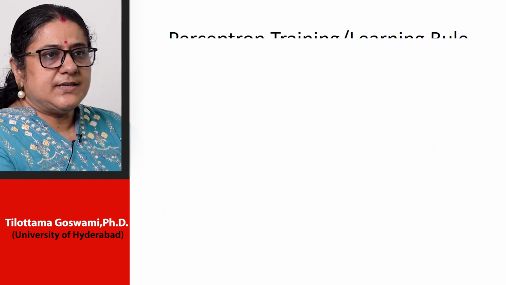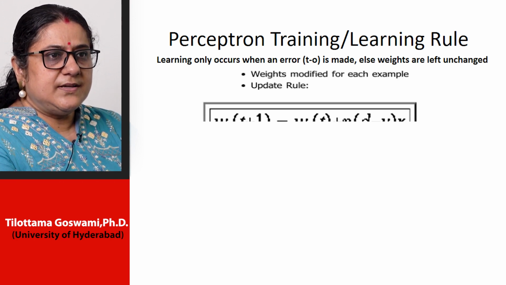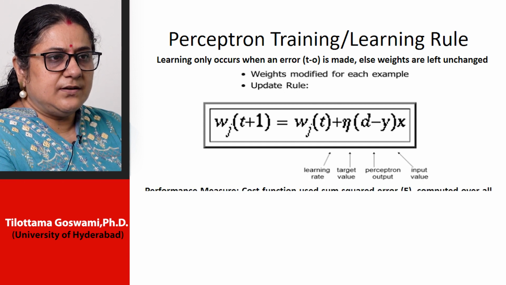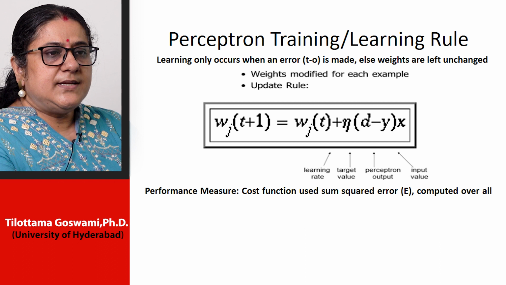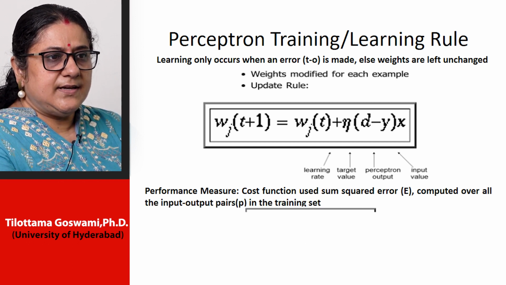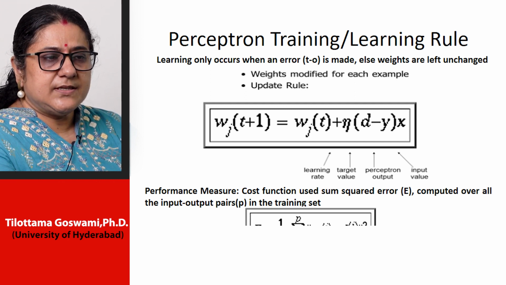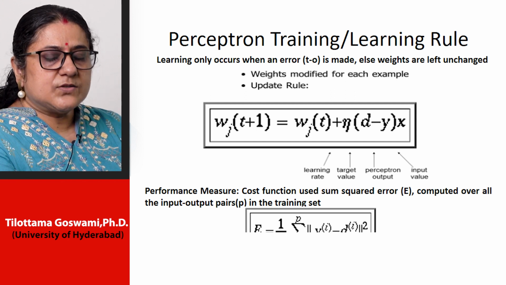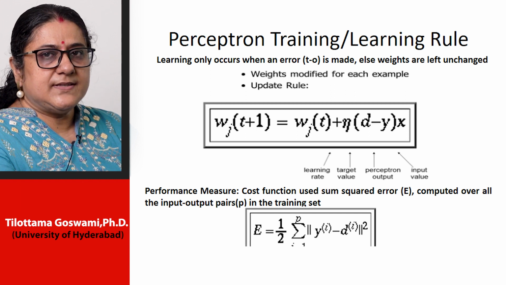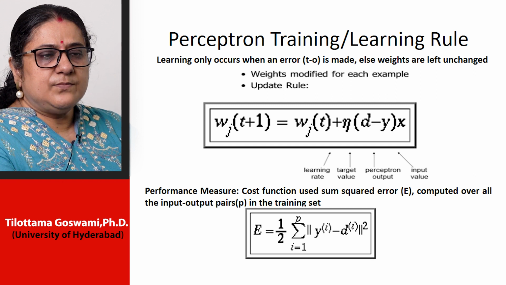This perceptron training is a learning rule. It occurs when an error is made. The formula is wj(t+1) = wj(t) + eta (d - y) x. Eta is the learning rate, and the performance measure is given by the cost function, which uses the squared error computed over all the input-output pairs in the training set, denoted by E. This error has to be minimized.